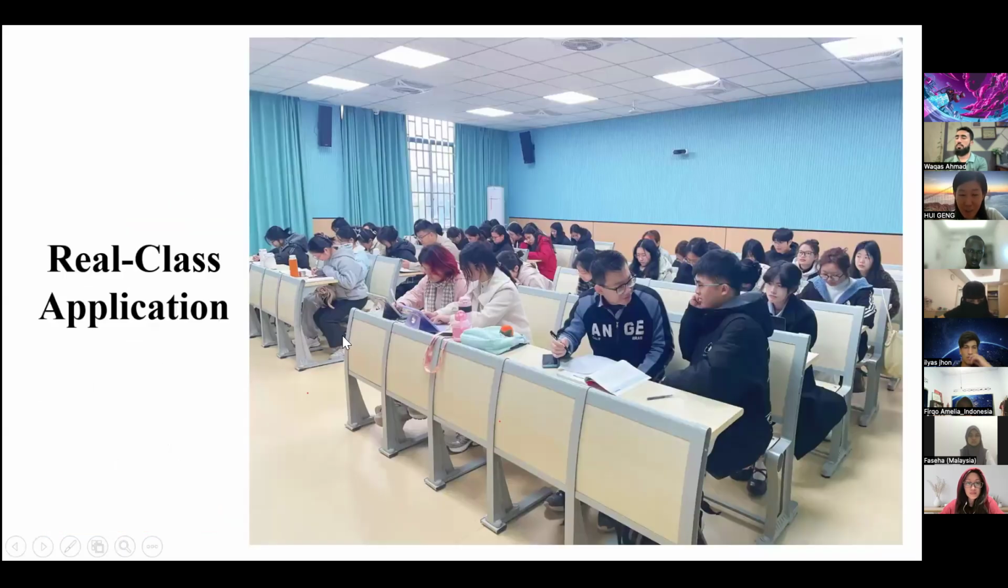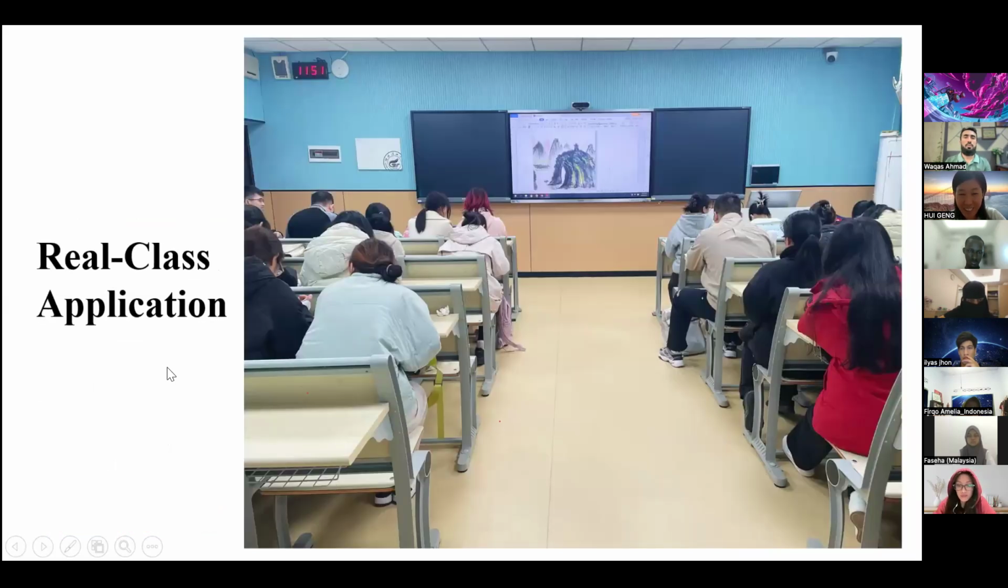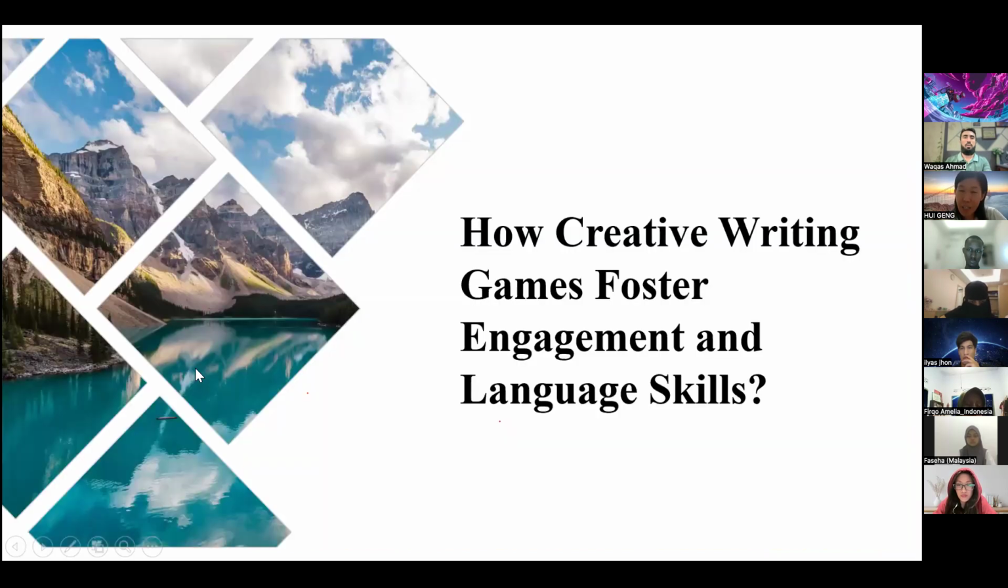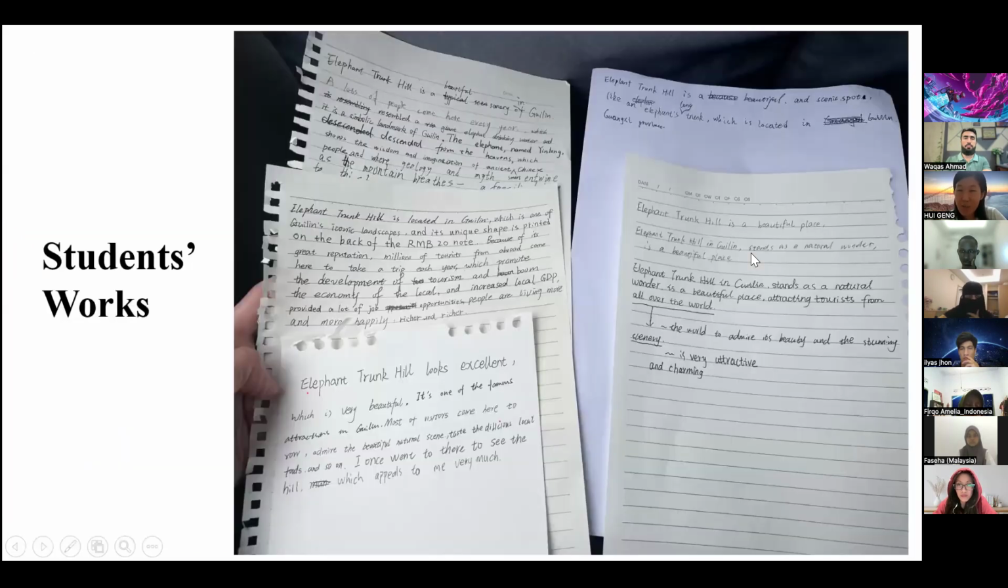Okay, so I invited my students to do it. Yeah, this is our real class application. Our students started discussing and tried to search for the answers. All right. Yeah, I showed them this picture, the Elephant Trunk Hill. So how do creative writing games foster engagement and language skills? Let's see their works. All right. So they have to always revise the sentence. They cannot do it in one go. They have to revise it.